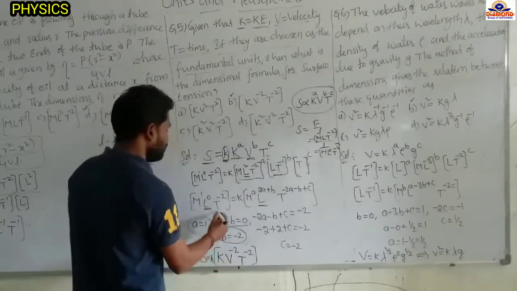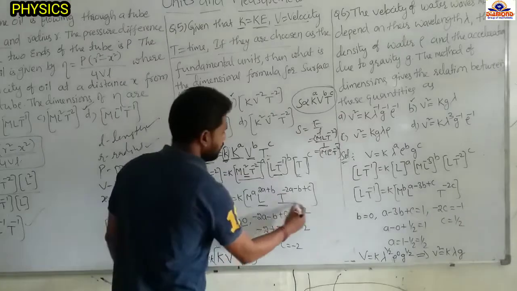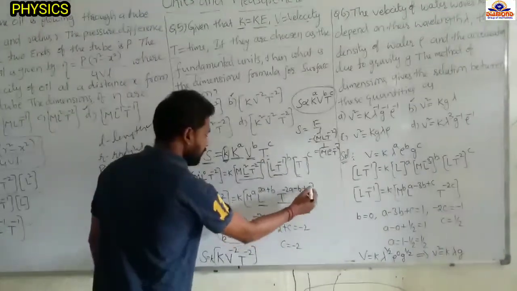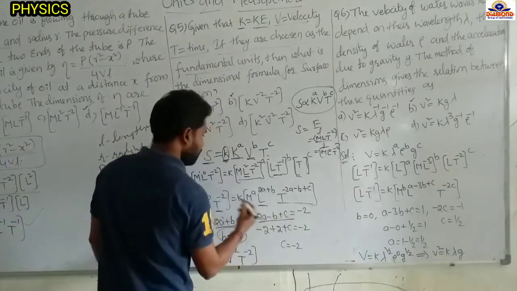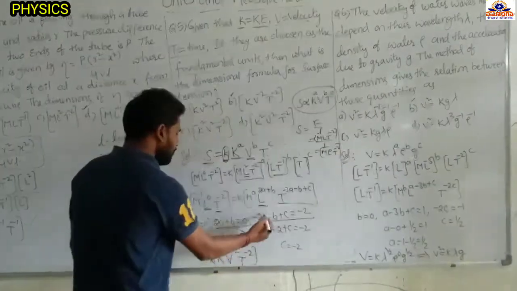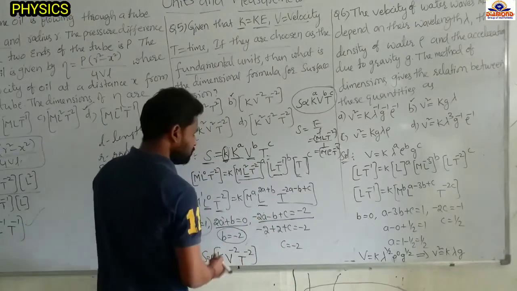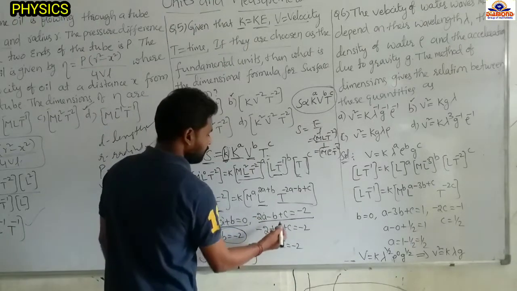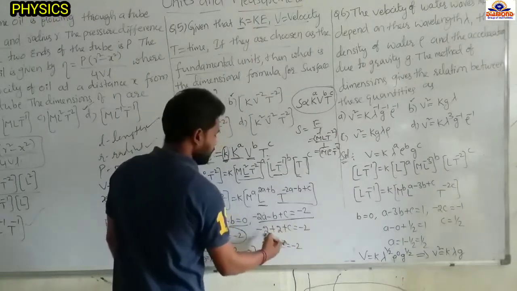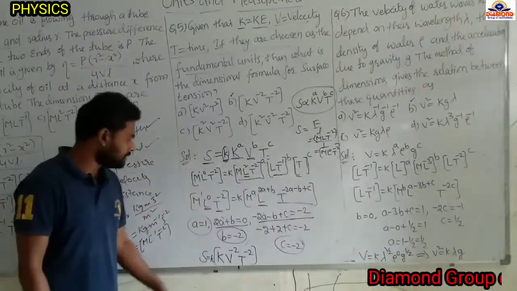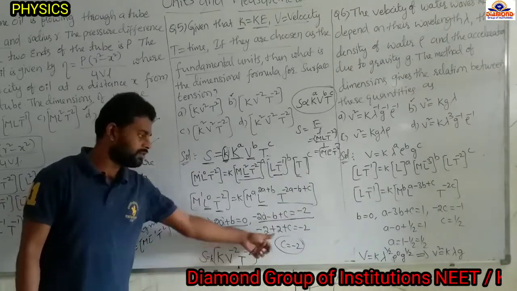And the next, T powers. Here T power is minus 2, here T power is minus 2A minus B plus C. Equate it: minus 2A minus B plus C equal to minus 2. The A value we already found is 1, so minus 2 into 1, minus 2, and B value we found is minus 2. So minus into minus is plus 2, plus C equal to minus 2. Minus 2 plus 2 will be cancelled, C equal to minus 2. So from this we got the A value 1, B value minus 2, C value minus 2.